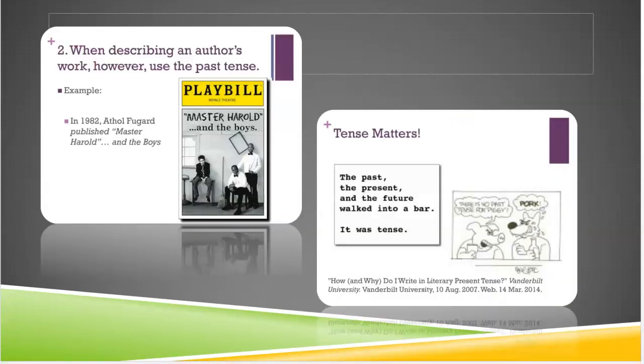Okay, so we already saw an example of this rule, that when you're describing an author's work, you use the past tense. Here's another example: In 1982, Athol Fugard published Master Harold and the Boys. Again, that is a reference to when a specific work was published. It happened in the past. That time is definitive. It's over and done with, so we go ahead and use the past tense there.